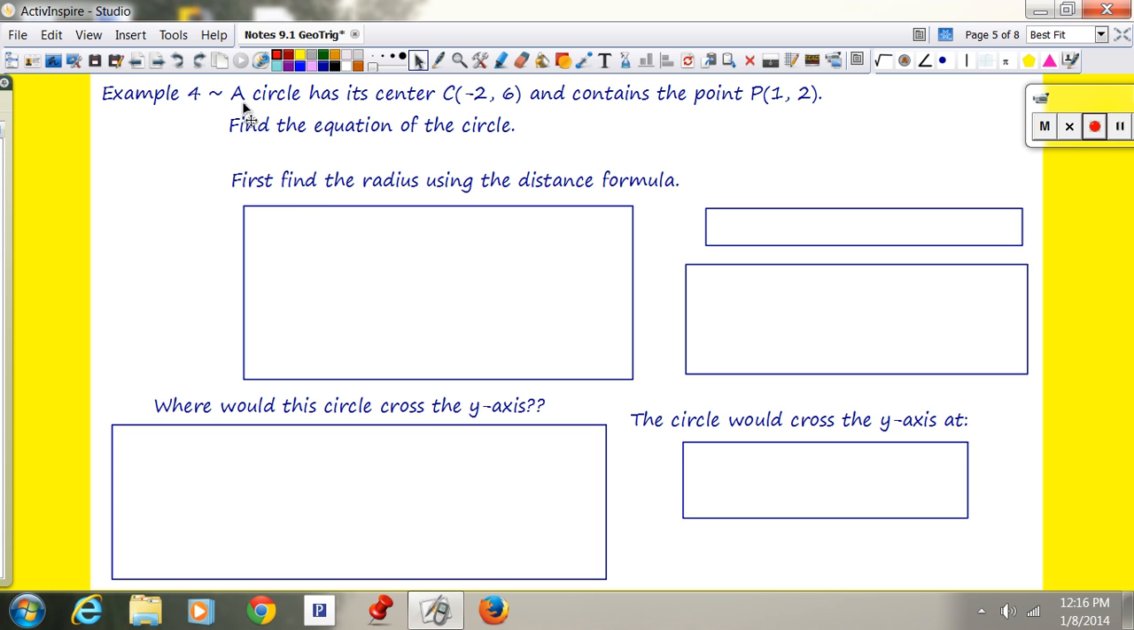All right, moving on. Example 4. A circle has a center of negative 2, 6 and contains this point. So the radius would be between those two. There's a center and there's an edge. We want to find the equation.